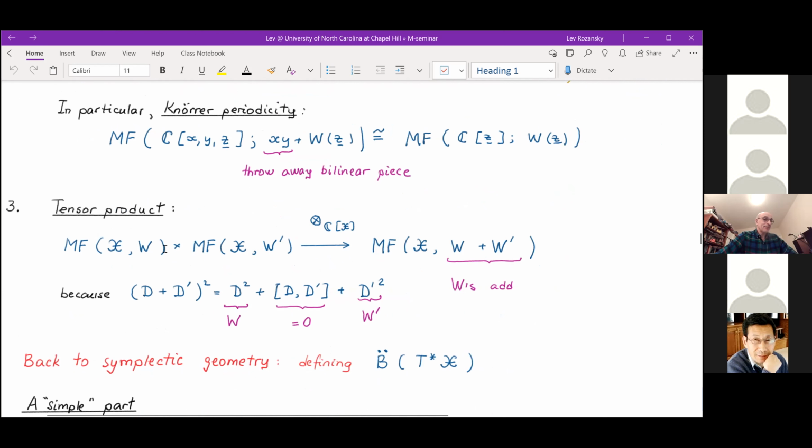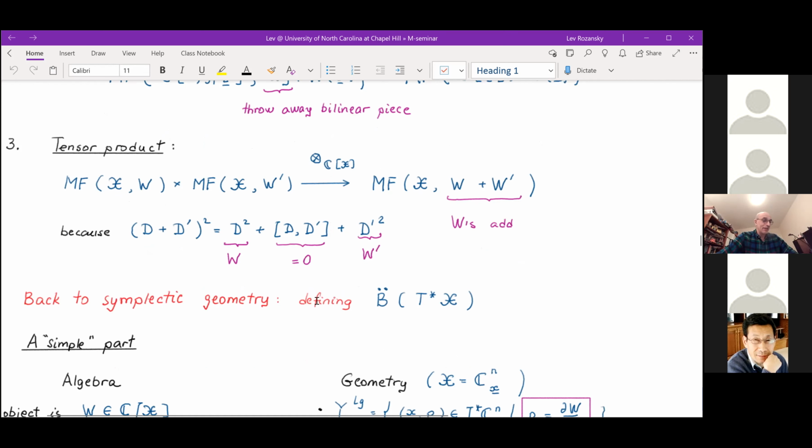And finally, you can tensor multiply matrix factorizations over the same variety. And the result will be a matrix factorization of the sum of W's. So this is an important fact, because the square of the sum is equal to the sum of squares if the terms anti-commute, as they do, because these are differentials in two different complexes. So they anti-commute in the tensor product, and this drops off. So when you tensor multiply matrix factorizations, the W's add.